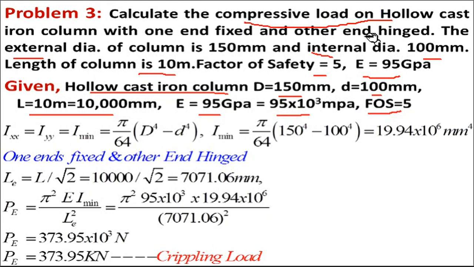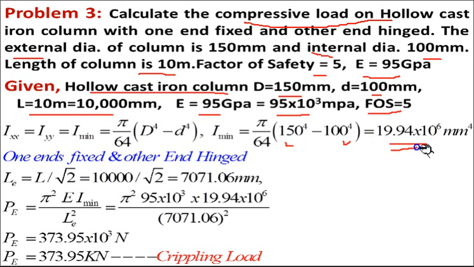Calculate the compressive load. So to calculate compressive load, first of all write down the given things. Already we have written them here. Now Ixx, Iyy equal to I minimum. It is a circular column, that's why Ixx and Iyy are both the same, and it is pi by 64 capital D raised to 4 minus small d raised to 4, because it is a hollow circular column. It is the external diameter, it is the internal diameter, so both have power 4.